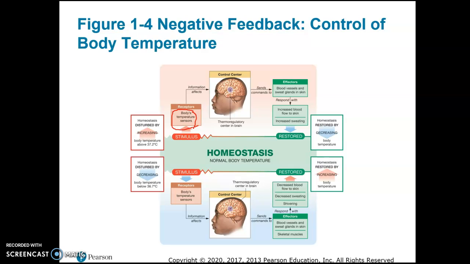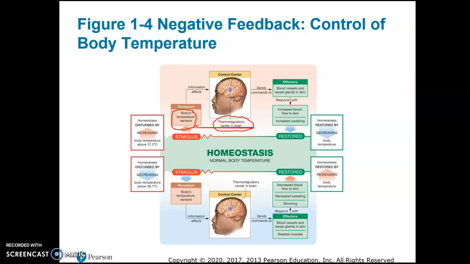They send information to the brain, the hypothalamus in the brain, and the brain acts as the control center. The thermoregulatory center in the brain is actually in the hypothalamus. So just for your information.